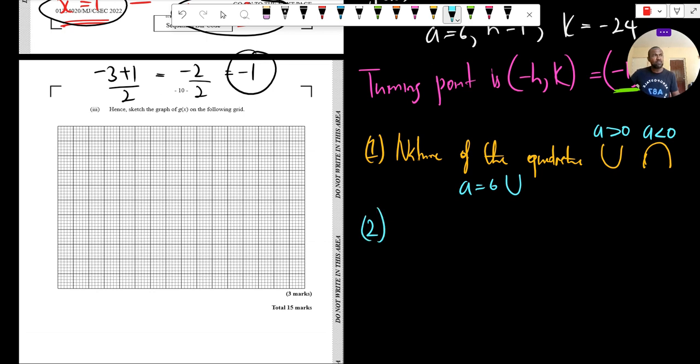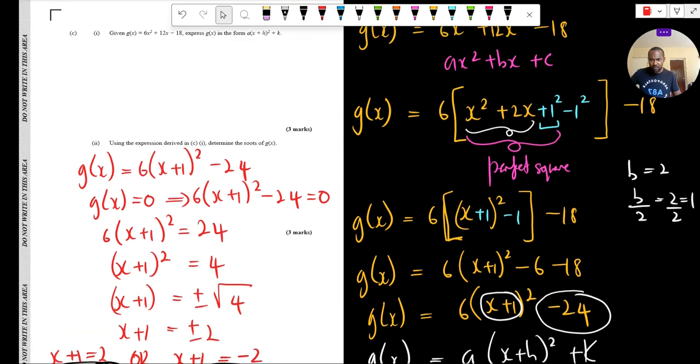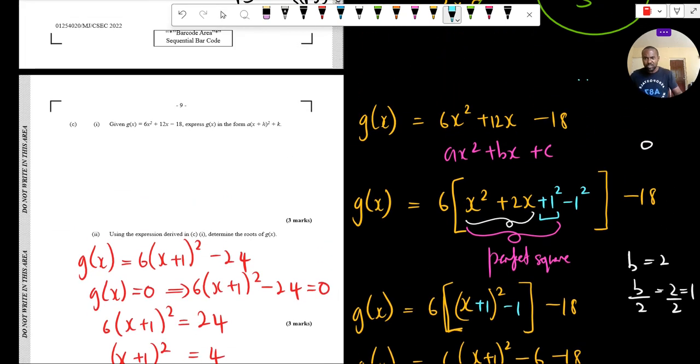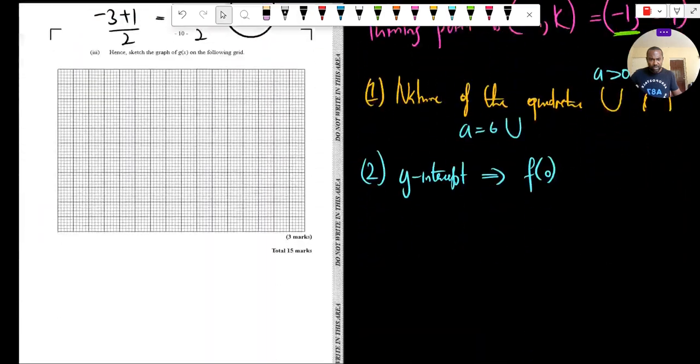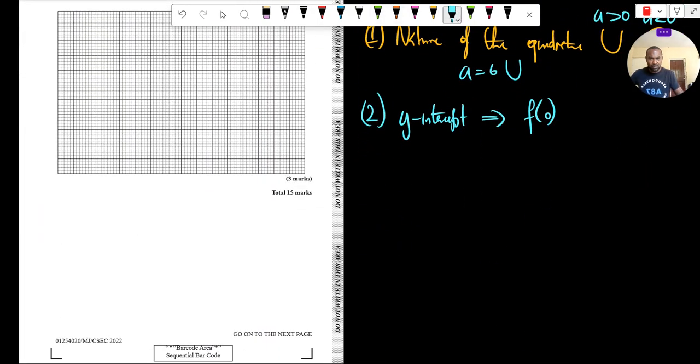Good. And these, of course, are not in any particular order. The y-intercept occurs when x equals 0, so it is obtained by evaluating g of 0. If you look at the original version of the equation, g of x is equal to 6x squared plus 12x minus 18. Clearly, g of 0 is equal to minus 18. So the y-intercept is minus 18.